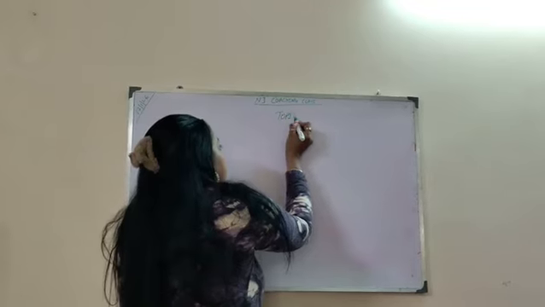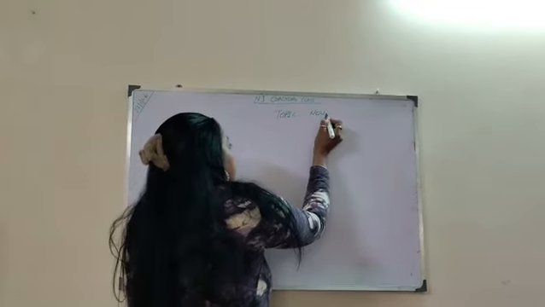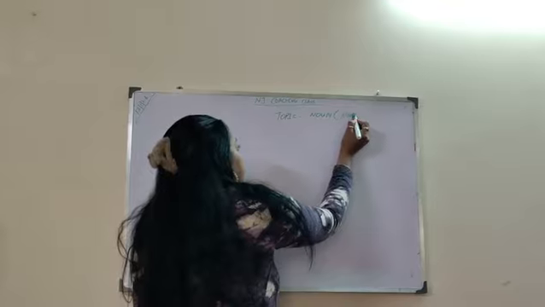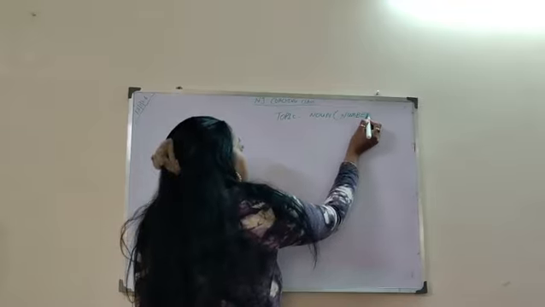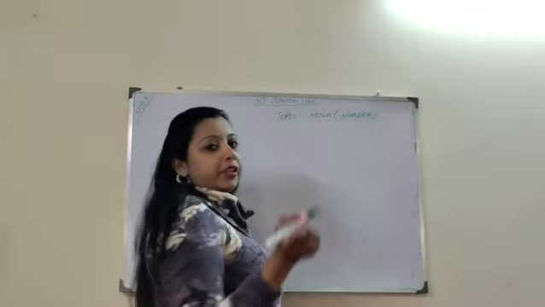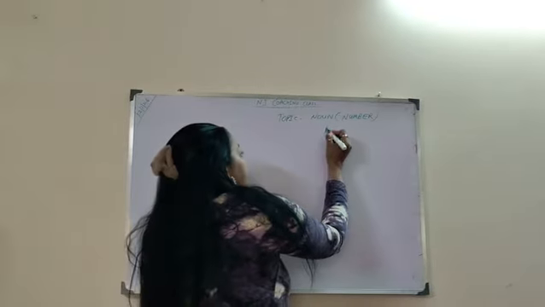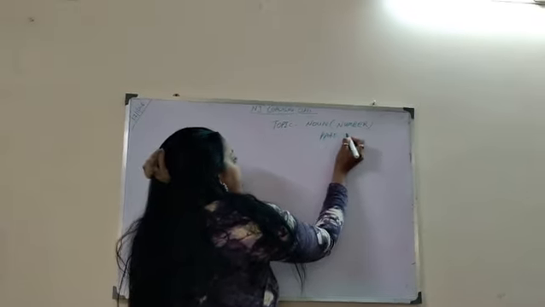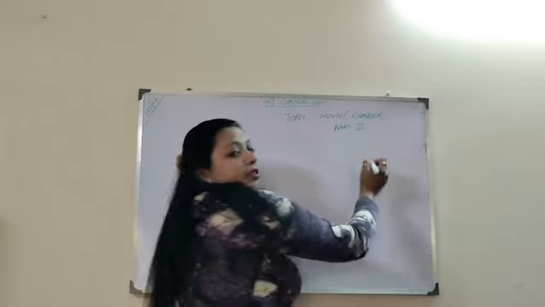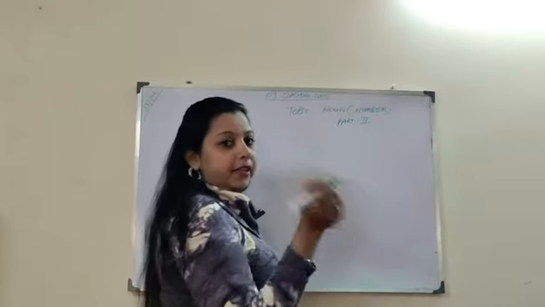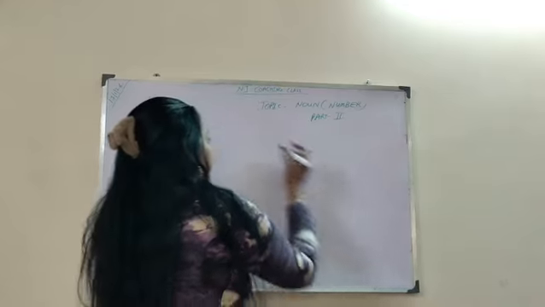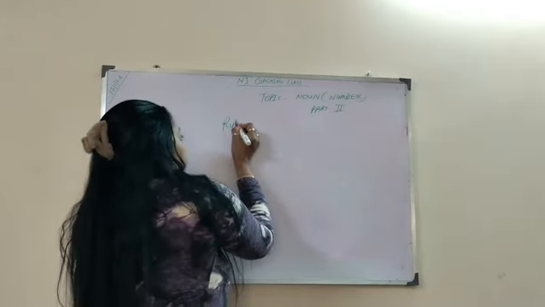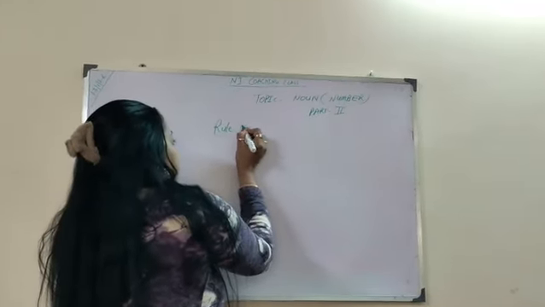Topic is noun, number. Part 1 is already uploaded, so today we are going to start with part 2. The students who have not seen part 1 must go through and see part 1 first, then you will be able to follow this part 2. So we are beginning with rule number 3 today.